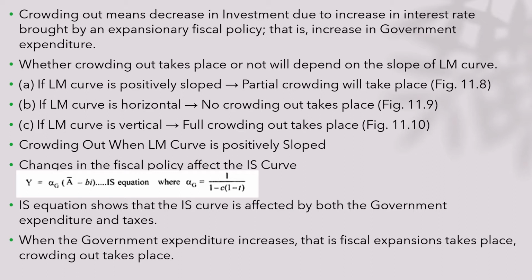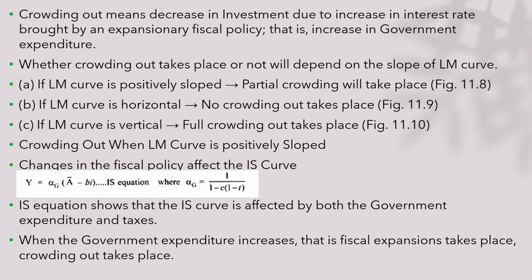Whether crowding out takes place or not would depend upon the slope of the LM curve. There are three possibilities here. If the LM curve is positively sloped, there would be partial crowding out. If the LM curve is horizontal, there would not be any crowding out. And if the LM curve is vertical, there would be full crowding out.